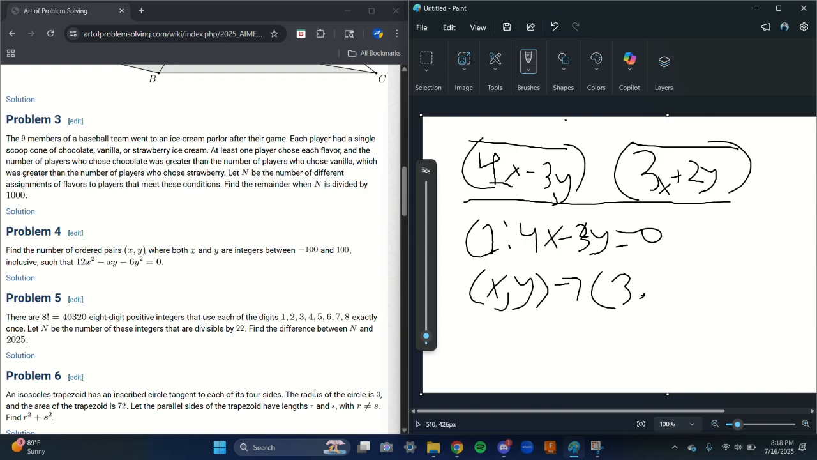X can be 3, and then we can have comma 4. Note that this is negative 100 to 100, so these can be plus and minus, so we can have negative 3, negative 4, or positive 3 and positive 4. So we'll multiply by 2 at the end. Or we can have 6, comma 8, 6, comma 8, etc. And this is going to keep going on and on.